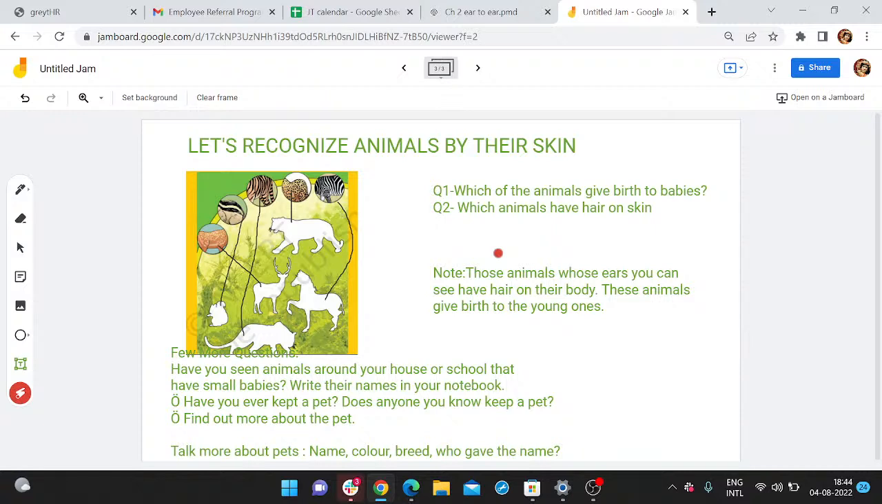Okay, so you can think of more animals, and this is going to be your homework, and you can figure out what animals do give birth, what do not, who have ears clearly visible, and who have hair on the body, and who does not have.